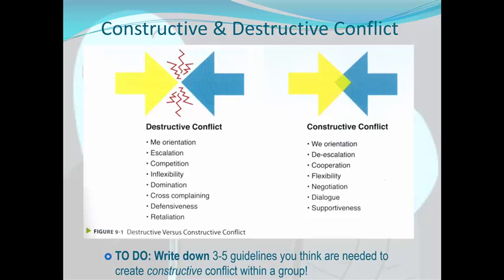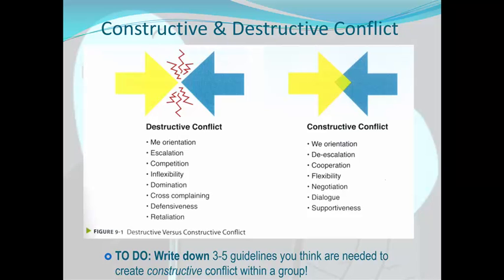Destructive conflict, on the other hand, it's very me or I oriented. We are definitely escalating the issues. We're competing. We're not flexible. We're very inflexible about what we're willing to do. We're trying to dominate. Instead of having dialogue and talking things out, we're just cross-complaining and judging instead of describing. We're very focused on defensiveness, and there's probably an element of retaliation. I want to get you back. Right?